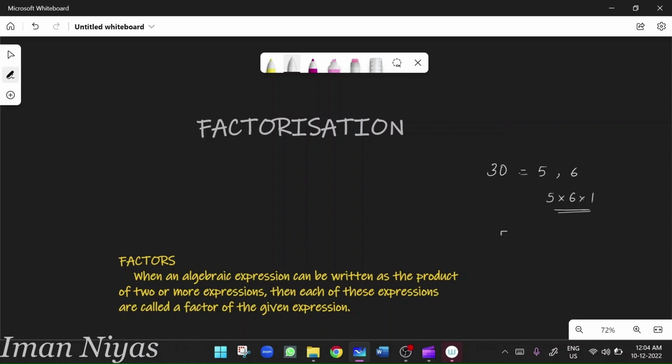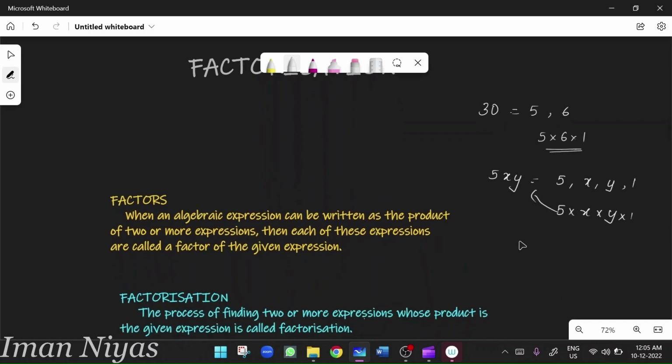Same like that, if I'm taking the term 5xy, can we write 5, x, y and 1 as the factors of this one? Yes. That means when you multiply these together, you will get the expression, right? So these are the factors. So let's see what is factorization.